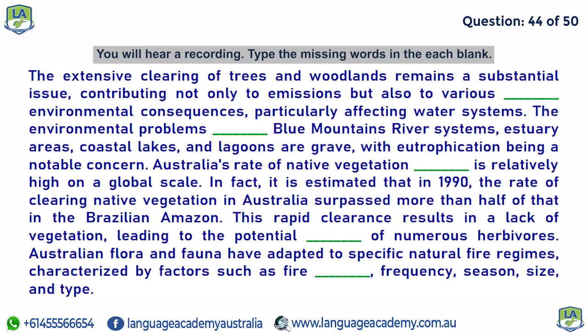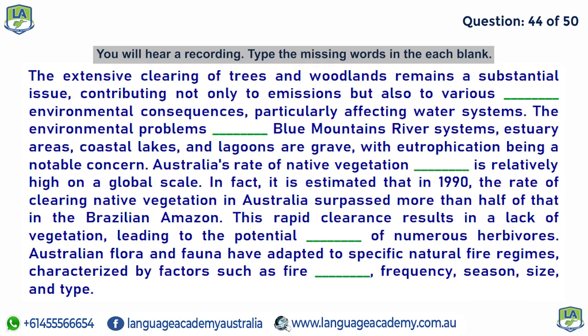The extensive clearing of trees and woodlands remains a substantial issue, contributing not only to emissions but also to various adverse environmental consequences, particularly affecting water systems. The environmental problems afflicting Blue Mountains river systems, estuary areas, coastal lakes, and lagoons are grave, with eutrophication being a notable concern. Australia's rate of native vegetation clearance is relatively high on a global scale.